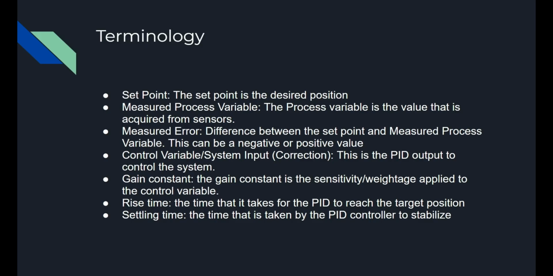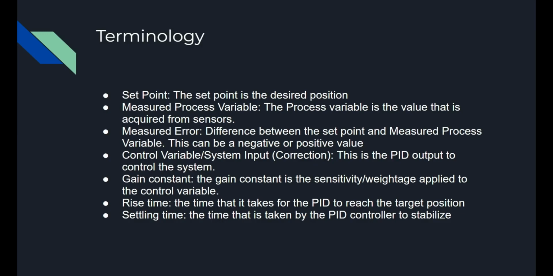Set point. Set point is the desired position of your robot. Measured process variable. This is the current position of your robot acquired from the sensors. Measured error. Measured error is the difference between the set point and the measured process variable. This can be a negative or positive value, depending on the position of your robot.